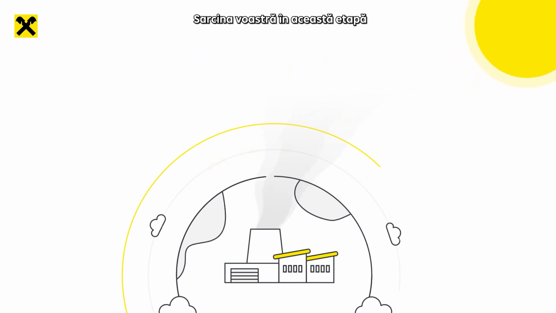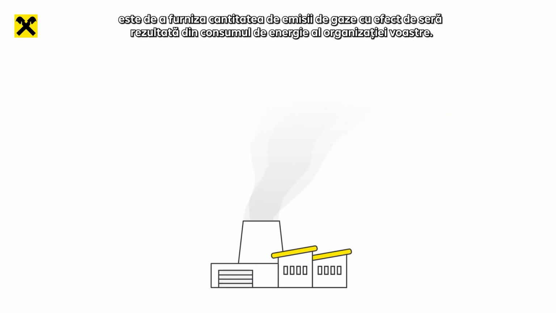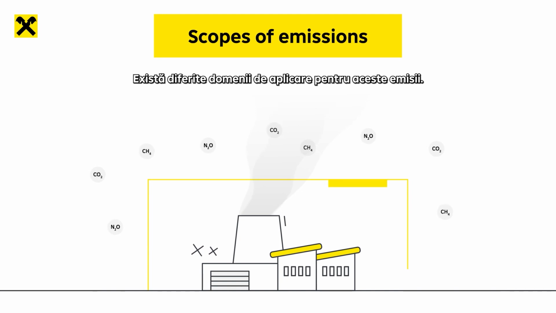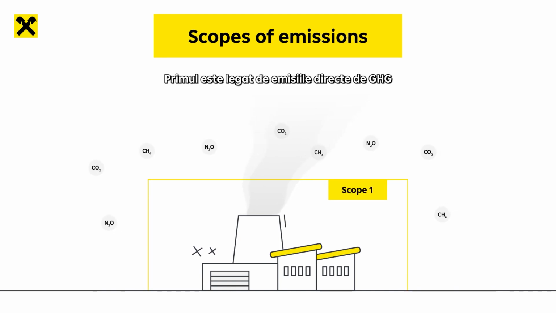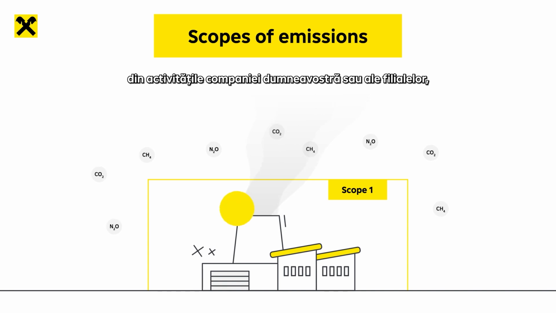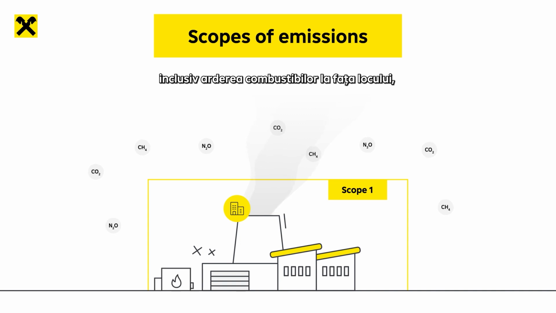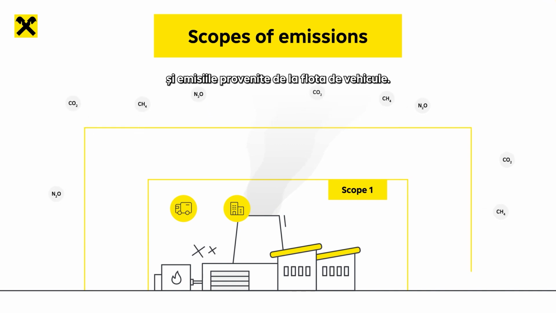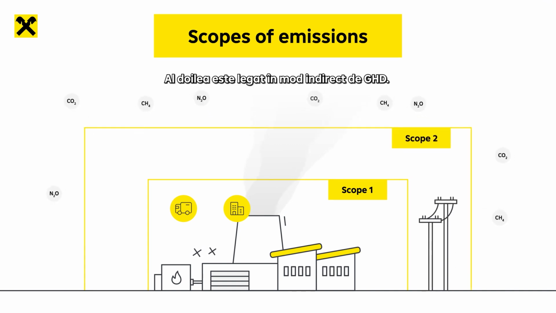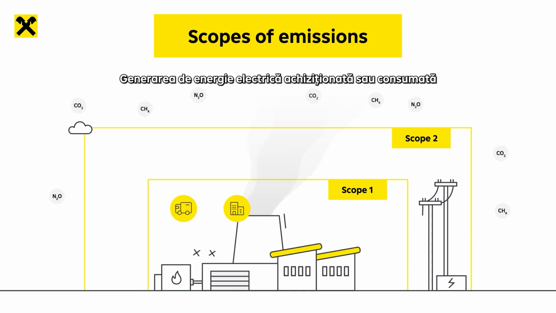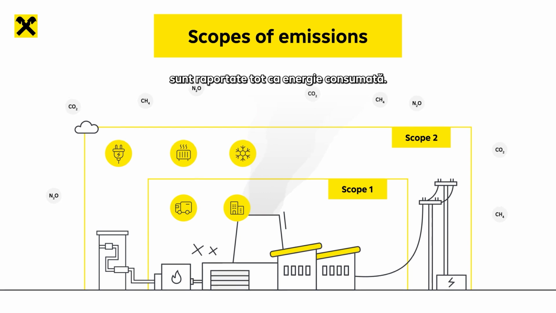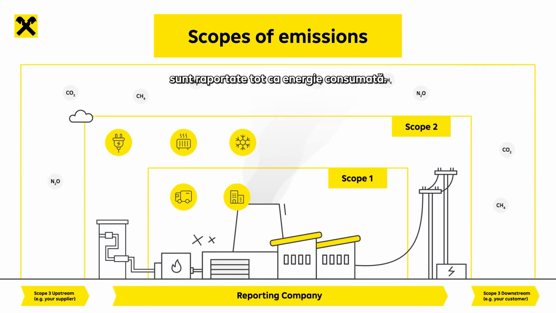Your task in this step is to provide the greenhouse gas emissions of your organization's energy consumption. There are different scopes of emissions. Scope 1 emissions are all direct GHG emissions from the activities of your company or subsidiaries under your control, including fuel combustion on-site such as gas boilers, air conditioning leaks, and fleet vehicles. Scope 2 emissions are indirect GHG emissions from the generation of acquired and consumed electricity, steam, heat, or cooling, also known as electricity by the reporting entity.